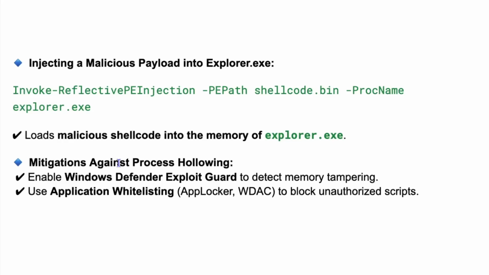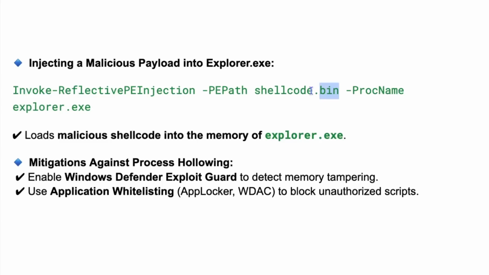So here's the example. I literally used Explorer as an example. We have the injecting of a malicious payload into explorer.exe, and this would be the full command. This is a cmdlet being launched inside of Windows, and we're using it to inject into the process. Then we give the PE path, which is going to be the shellcode binary, and the process name is going to be explorer.exe.